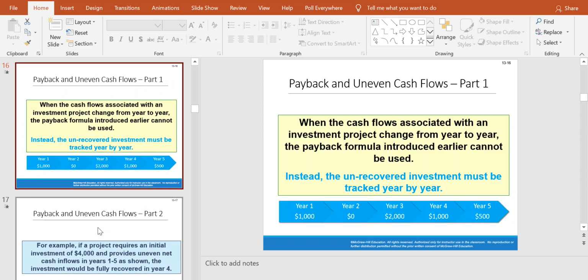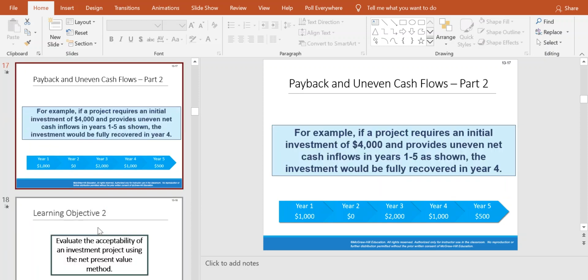We may have uneven cash flows. So in some cases we do. We don't always have a predictable even flow of cash. So if a project has cash flows that change from year to year, the payback formula that we used earlier won't really work. It assumes that every year we have a consistent flow of cash. So, for example, here they have a project requiring an initial investment of 4,000 and provides uneven net cash inflows in years 1 to 5 as shown. The investment would be fully recovered in year 4 if you look at these and add these up.